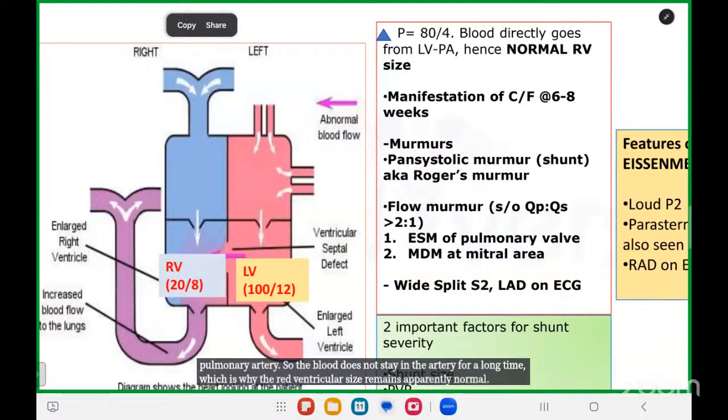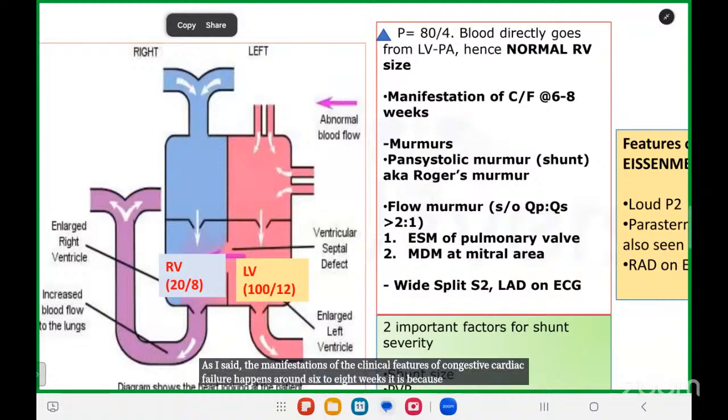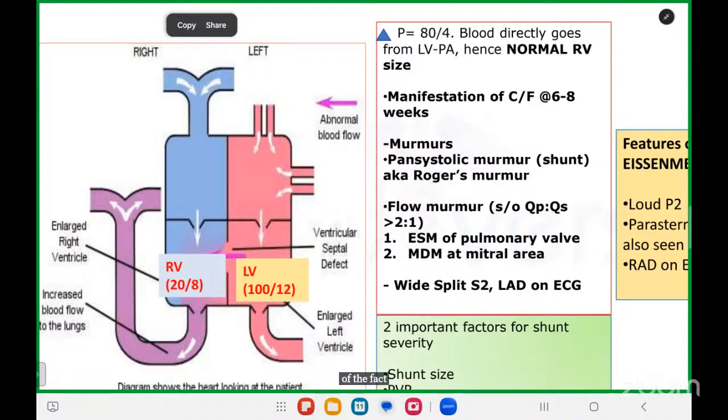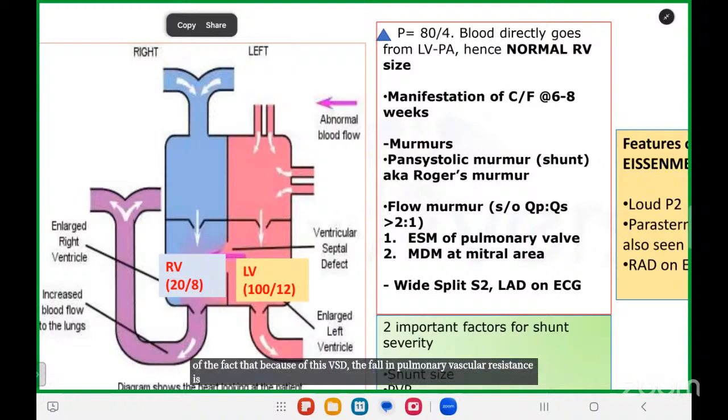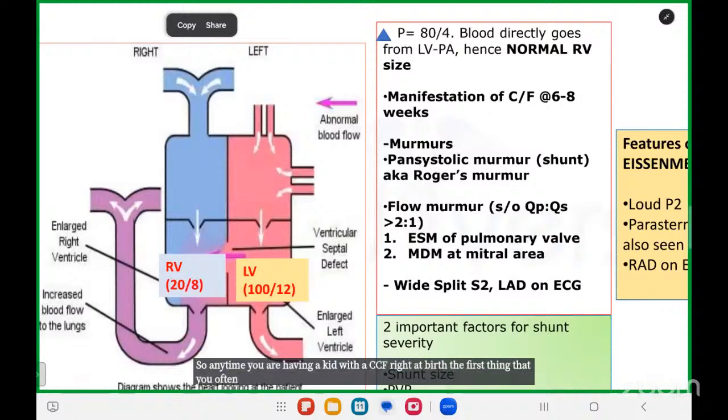As I said, the clinical features of congestive cardiac failure manifest around 6 to 8 weeks. It is because, with a VSD, the fall in pulmonary vascular resistance is a little less as compared to other kids who do not have a VSD. Hence, frank manifestations of CCF never occur at birth. So anytime you have a kid with CCF right at birth, the first thing that you often rule out is VSD. It cannot be a VSD.